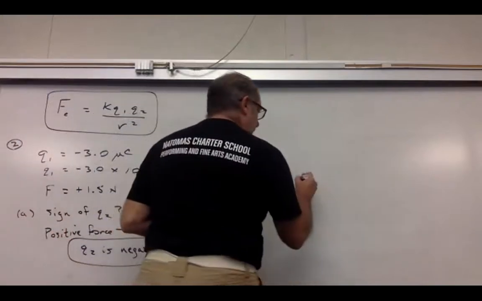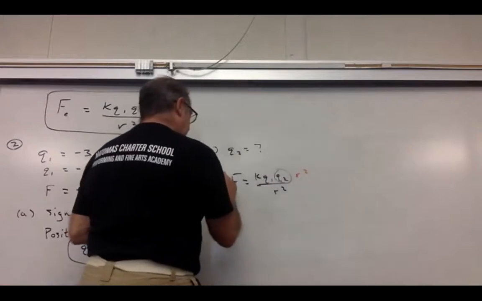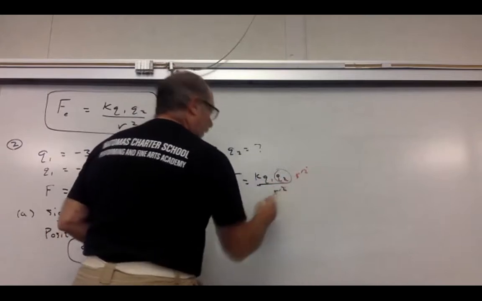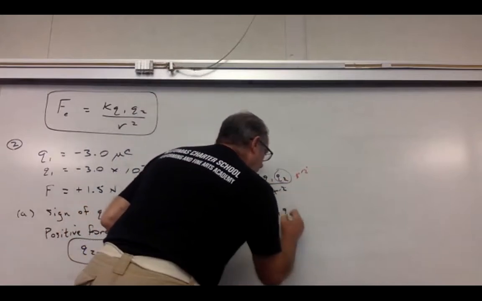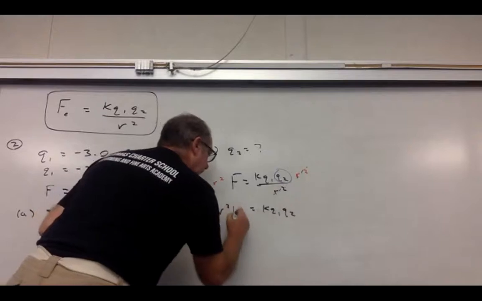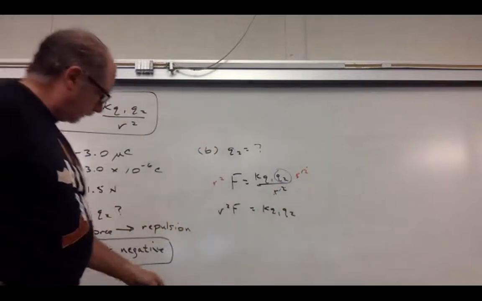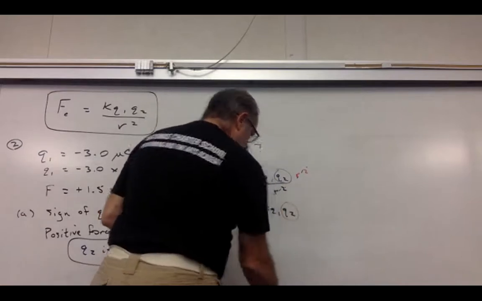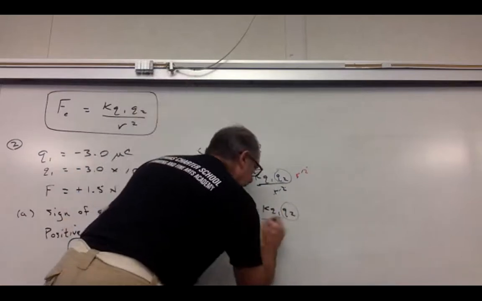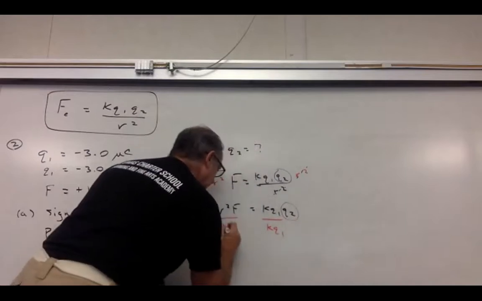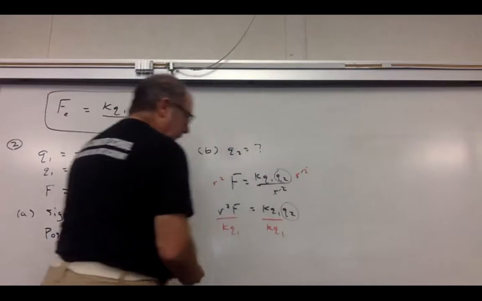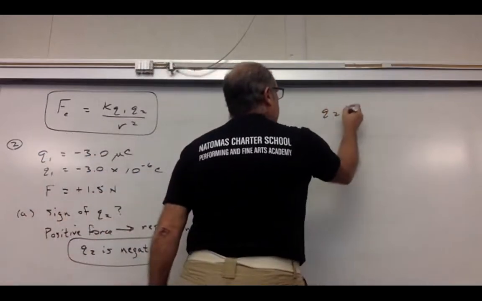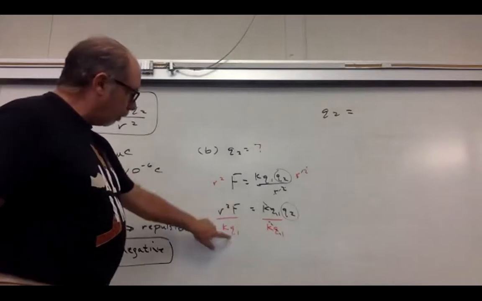How do I get rid of the R squared? I multiply by it. And when I multiply by it, it cancels out over here. And all I'm left with there is KQ1 Q2. Over on the right, I have R squared F. Okay, remembering that I want to get Q2 all by itself. That means I got to eliminate the K and the Q1. And I can do that by dividing. Everything cancels out over here except for the Q2. Q2 is equal to R squared F over KQ1.